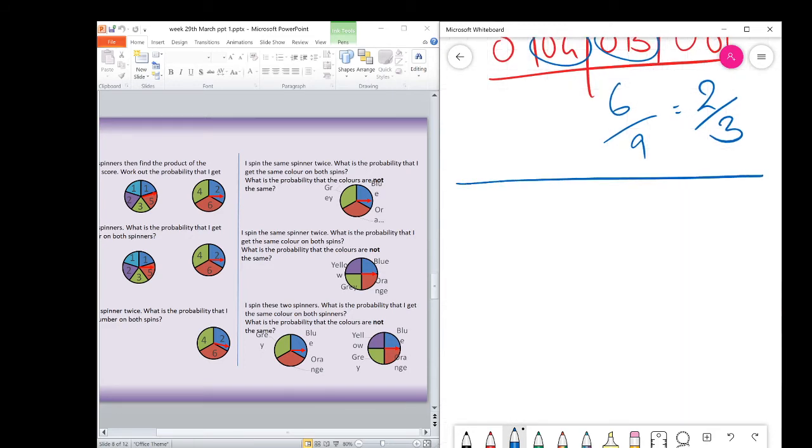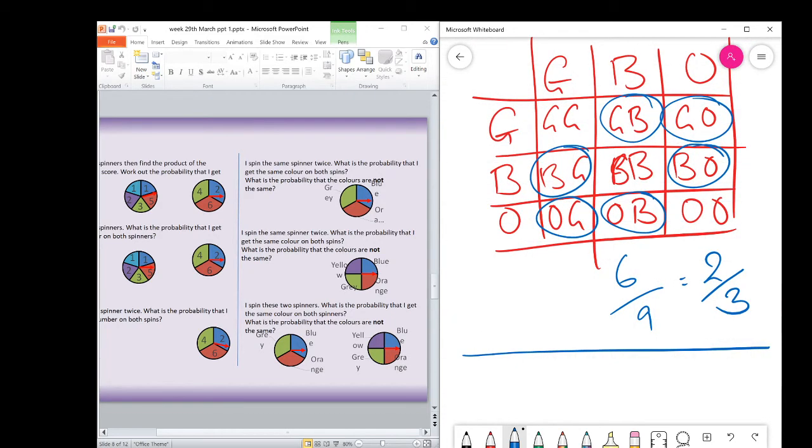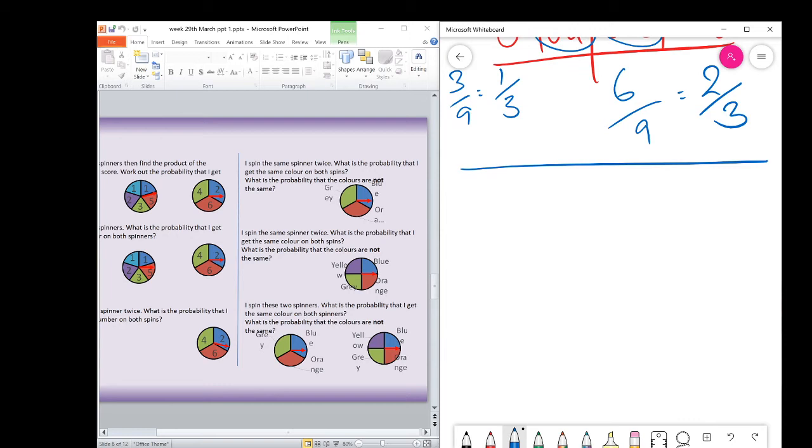I spin the same spinner twice. What's the probability that I get the same colour on both spins? Oh, I didn't answer, didn't spot that. I was going too fast. For this one, what is the probability I get the same colour? So the same colour is green, green, blue, blue, orange, orange, which was 3 out of 9, which was a third. And then the rest was not the same. Didn't spot there were 2 questions there. I was going too fast.